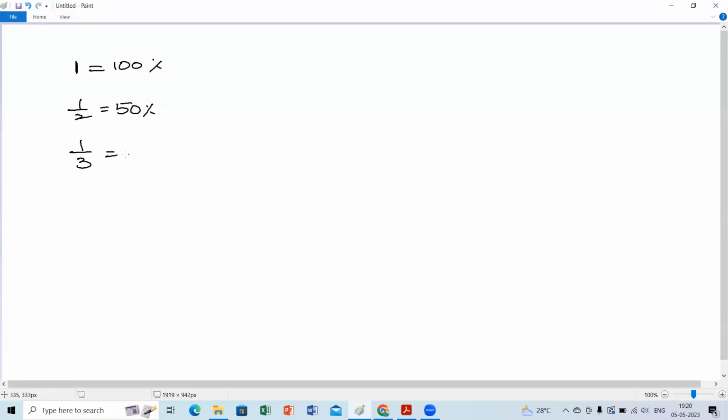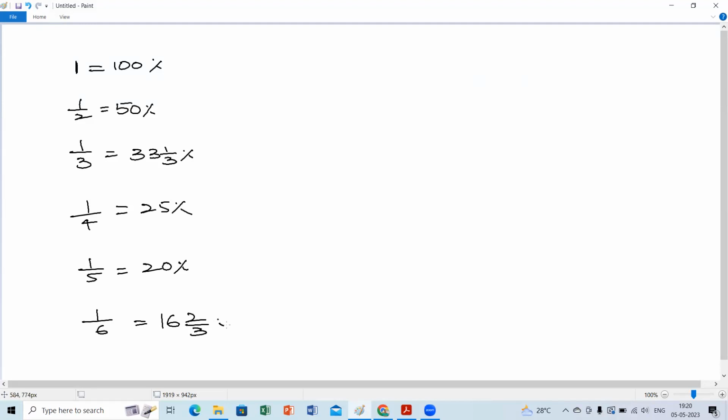1 by 3 is nothing but 33 1 by 3%. 1 by 4 is nothing but 25%, as we know that 1 by 4 into 100 is equal to 25. So 1 by 5 is nothing but 20%. Because if you know these things, we can do it much faster. 1 by 6 is nothing but 16 2 by 3%. Now, based on these values only, we are doing further.